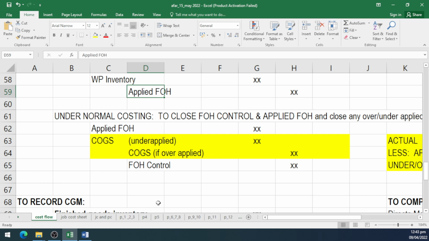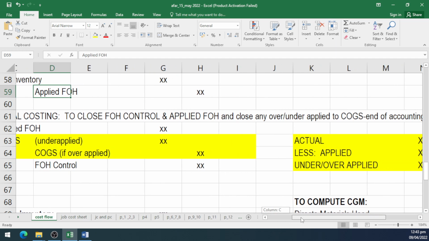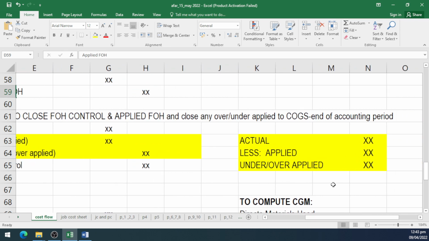Pag kinlose natin yan and we determine the over or under applied, ganito po ang mangyayari. So first, we determine over or under applied overhead. How? Actual factory overhead, ito po yung factory overhead control, less applied factory overhead. It's either under or over applied. Pag yung actual ay greater than the applied, that's under. Pag positive yung amount dyan, under applied. Pag negative yan, over applied.